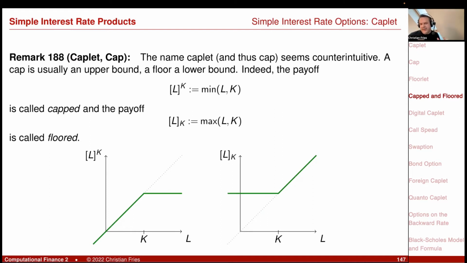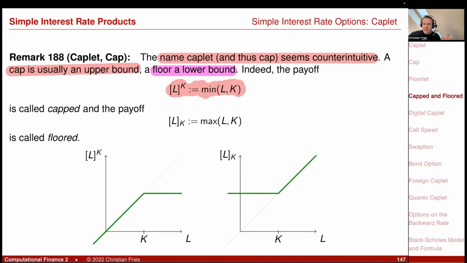And indeed, this is also how these names are used when you think of, I pay you a coupon. So this is a small remark on the name. The name caplet or cap seems maybe a bit counterintuitive, because usually you think that a cap is something like an upper bound and a floor is something like a lower bound. And indeed, this notion is used. I would say the coupon L is kept if the coupon is the minimum of L and K. So this means that I pay you L, but when L reaches the K, then I just stop, and I'm cutting off the upper part. I'm capping the payment.